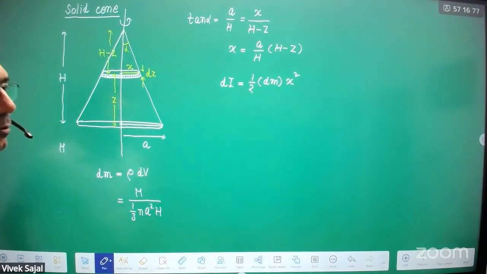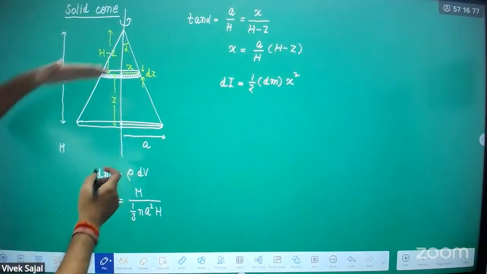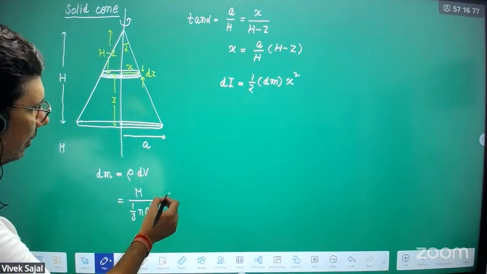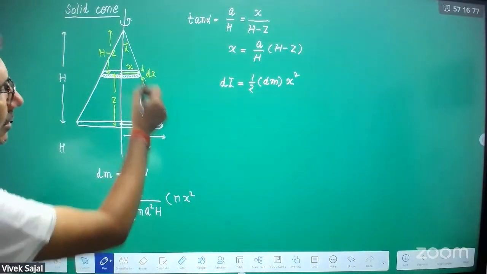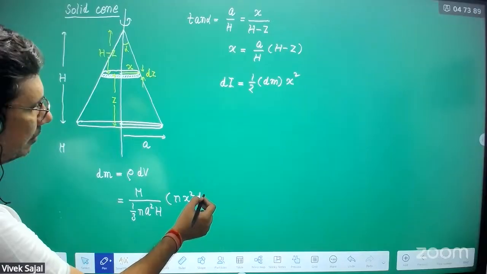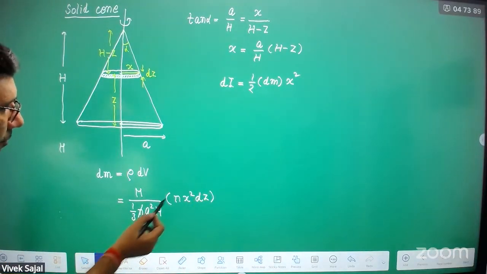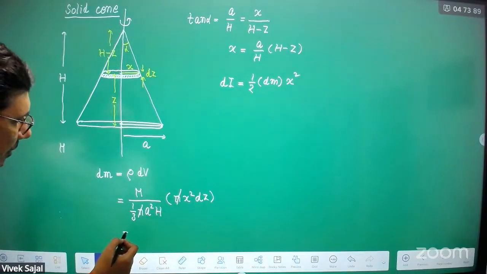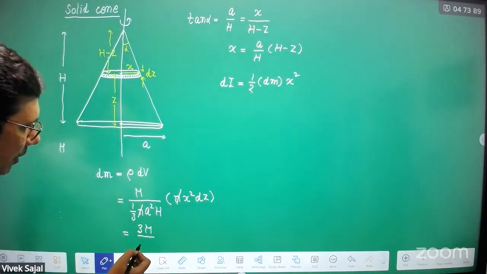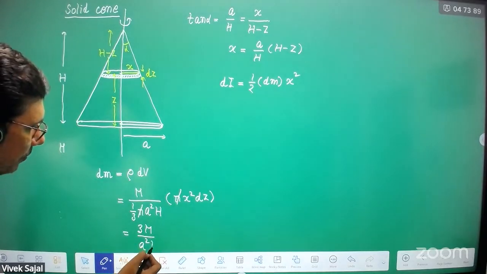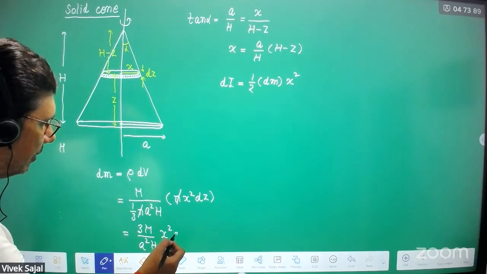This will be rho. What will be the volume of this? ये कितना होगा? Pi x square. इसका एरिया कितना होगा? Pi x square. Pi x square multiplied by dz. This will be the volume. So this pi is going to cancel out. And this will be 3m upon a square h. And this will be x square dz.